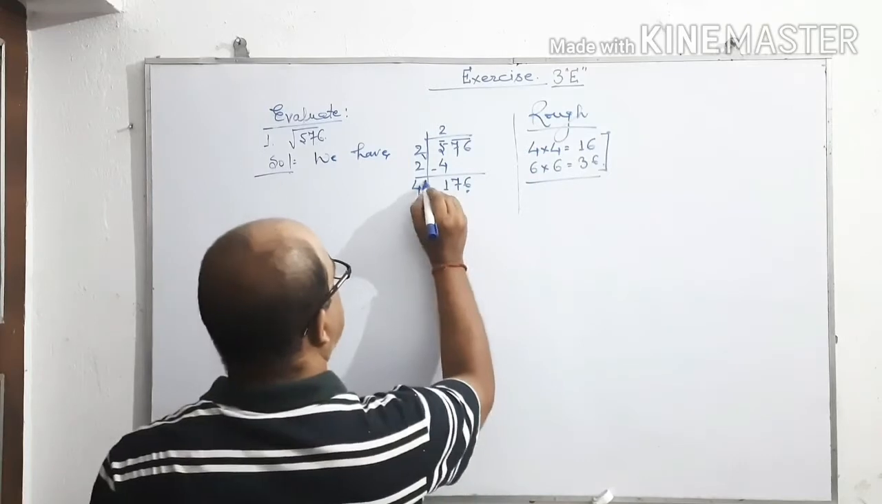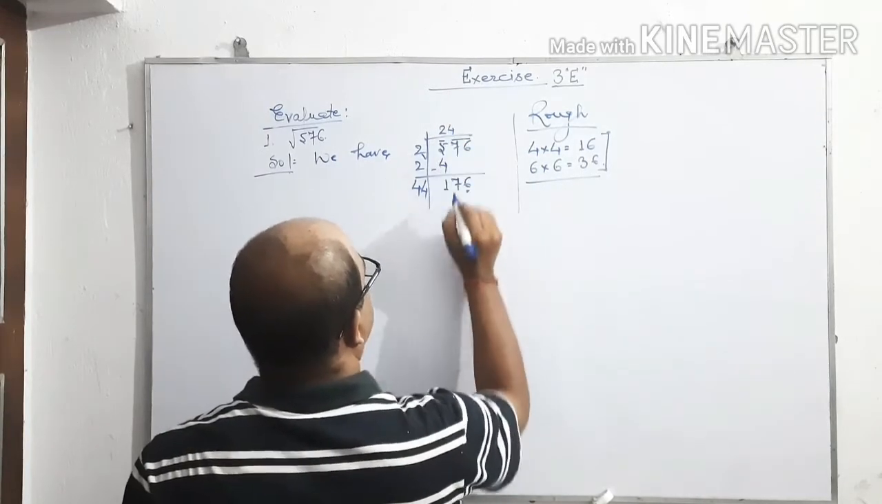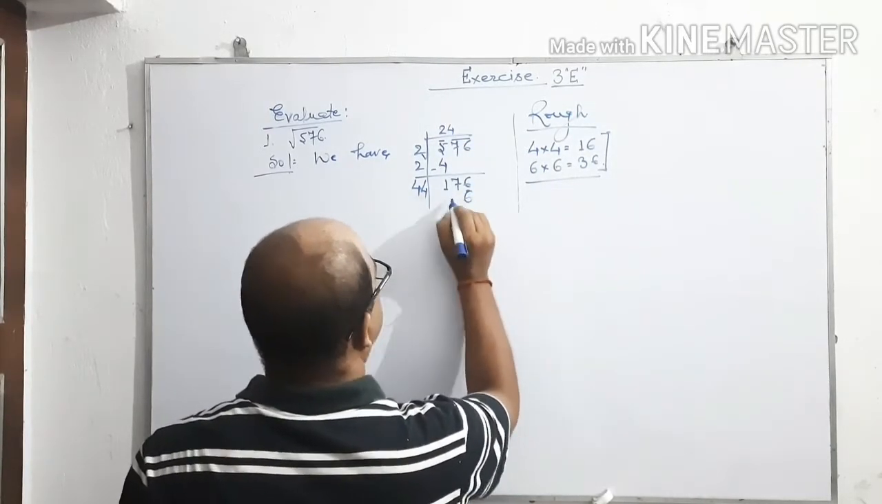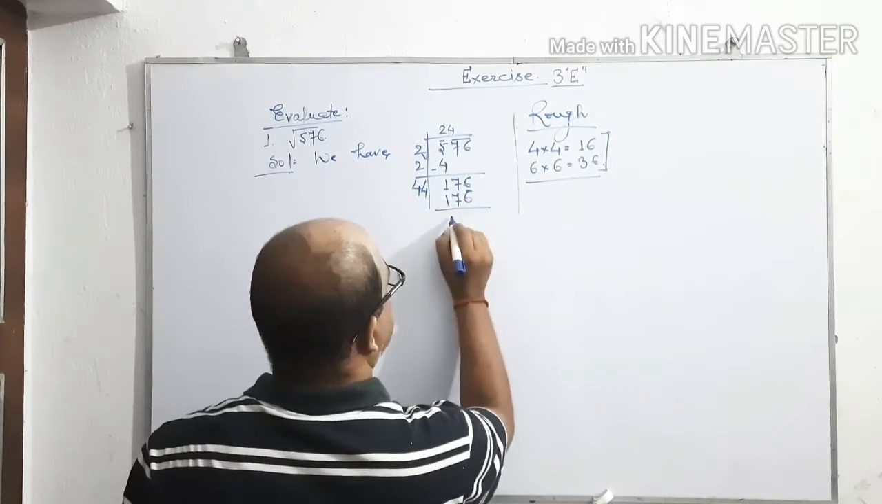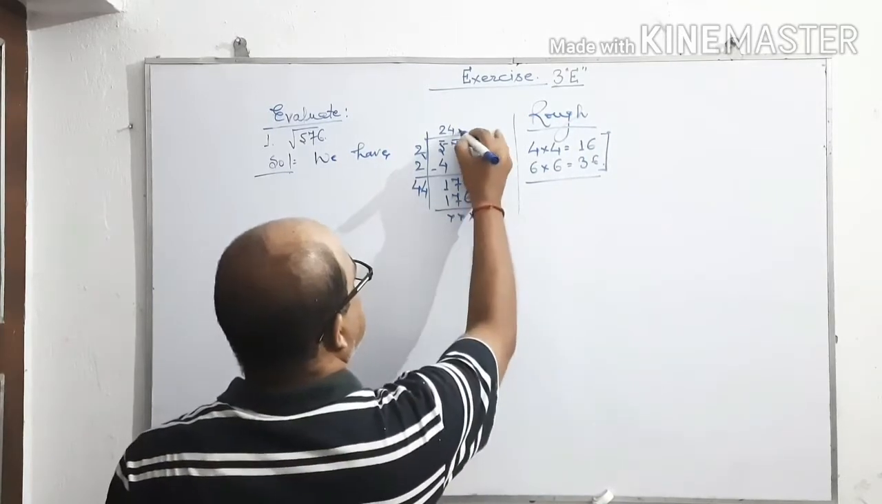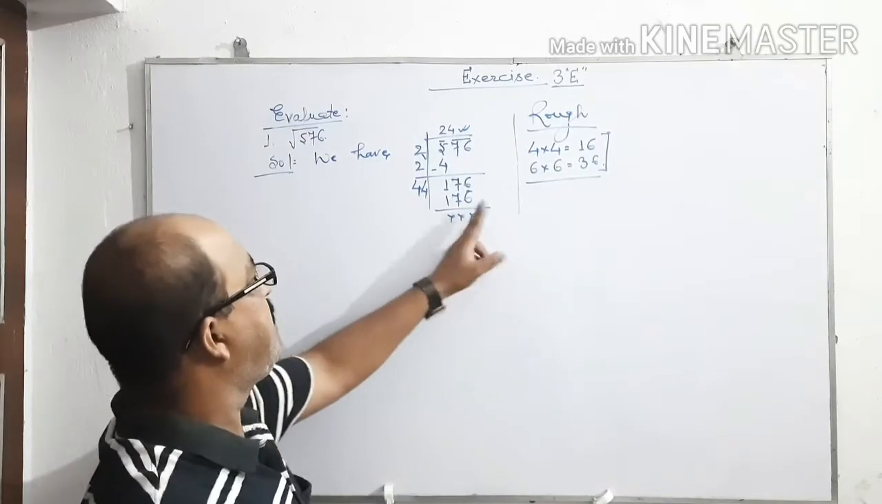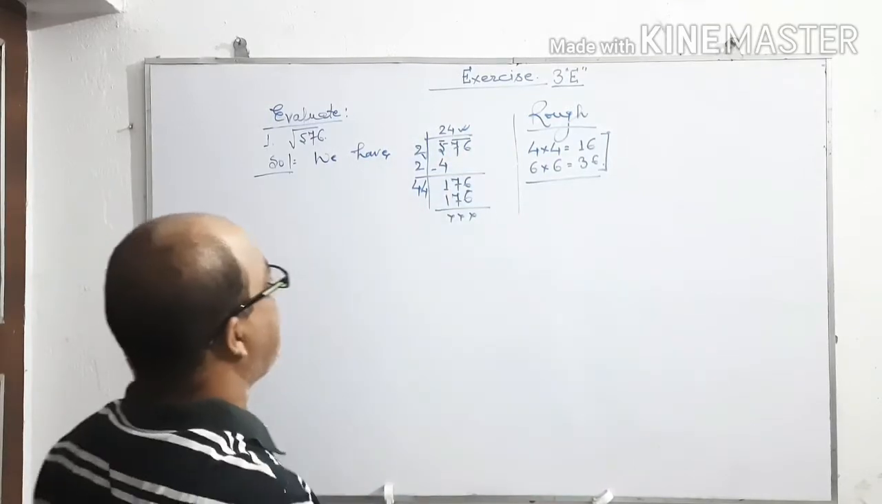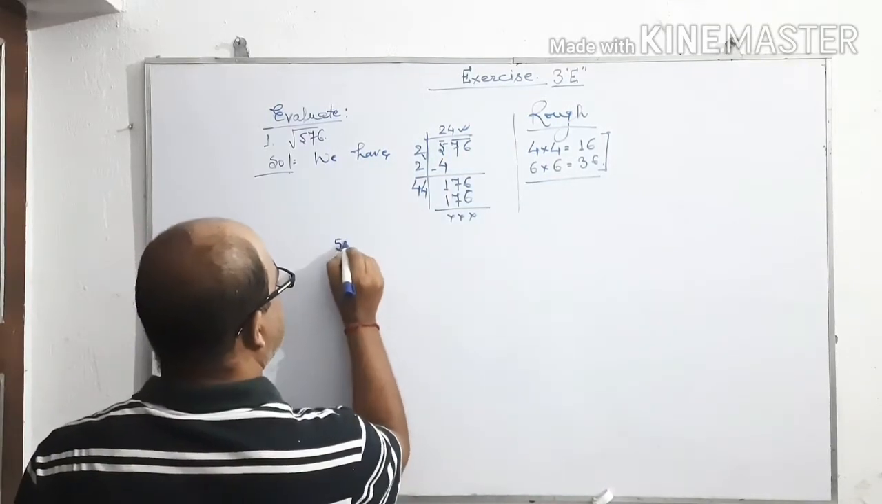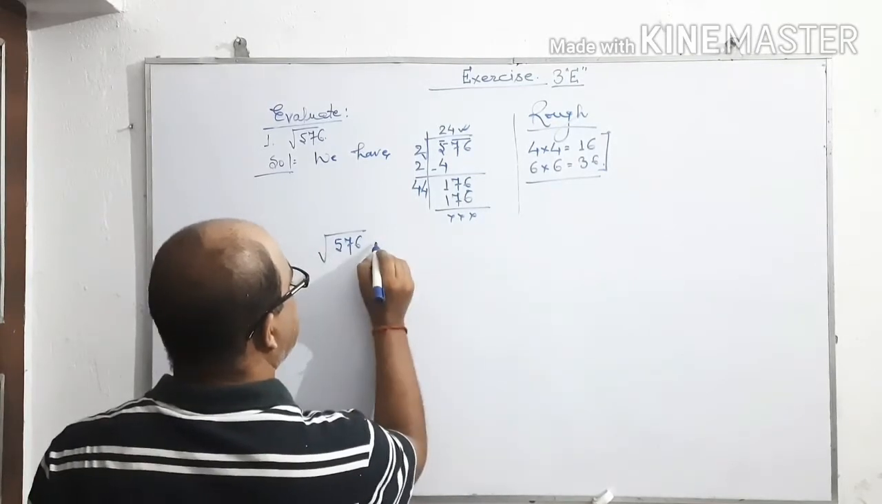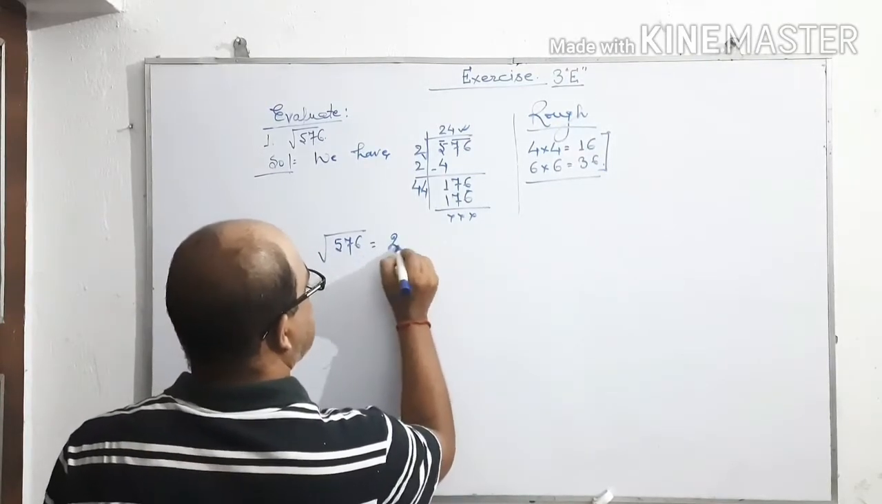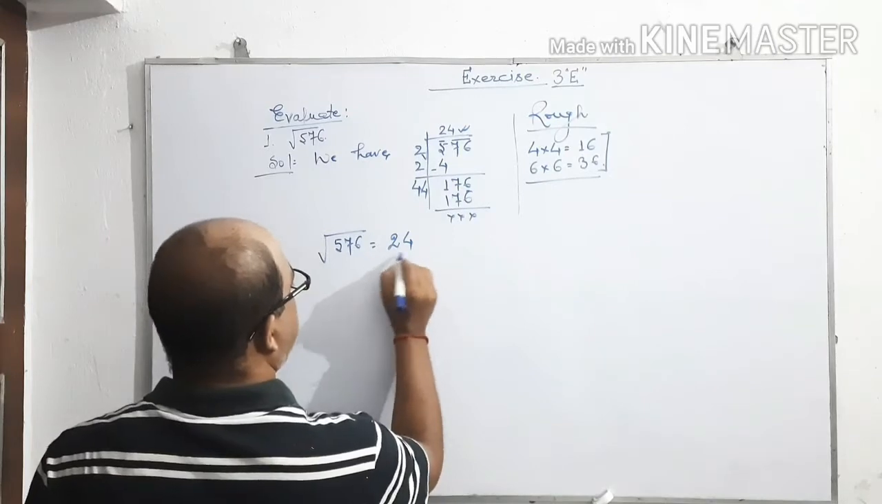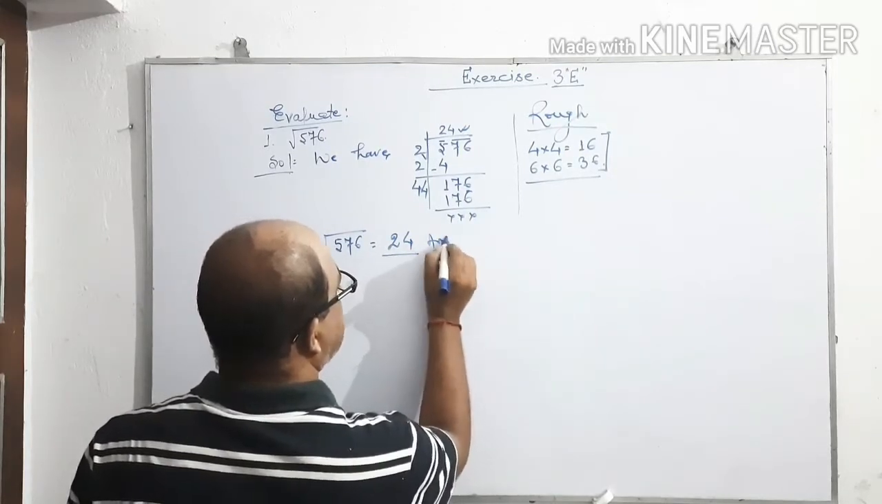Now we will multiply it by 4. So 4 fours are 16 and 4 fours are 16, plus 1 is 17. It exactly gives 176, and 24 is the correct answer. So the square root of 576 is 24, and this is the answer of it.